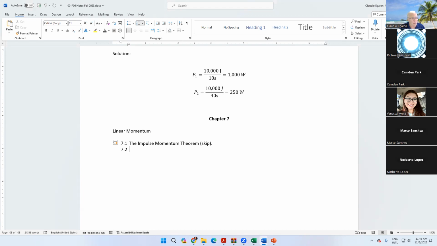Then the principle of conservation of linear momentum. Yeah, we're going to do that. Collisions in one dimension. Collisions in 2 dimensions. And we have the last one. The last one is important, center of mass. I don't think we're going to have time to do center of mass, but we're going to do at least those 3, okay? Skip.